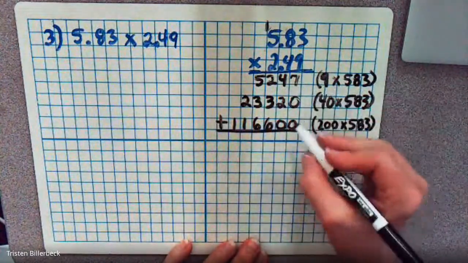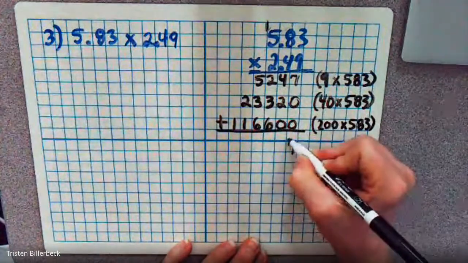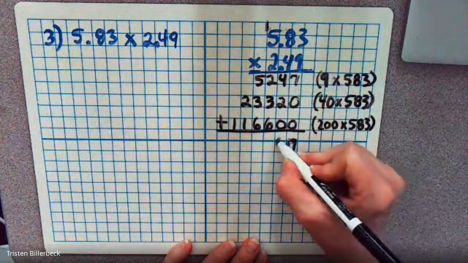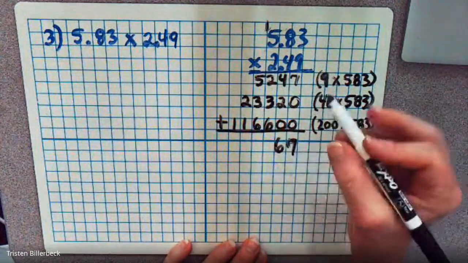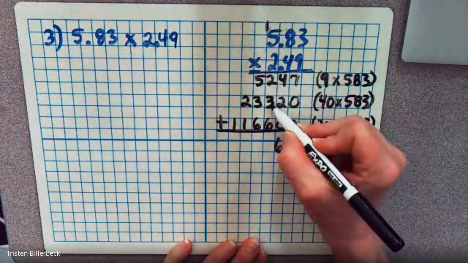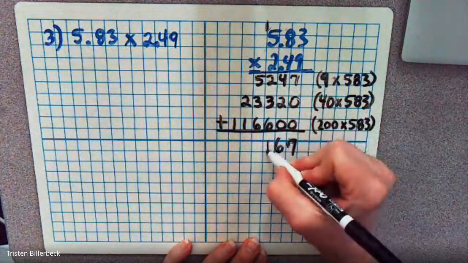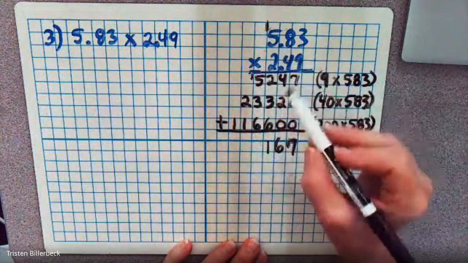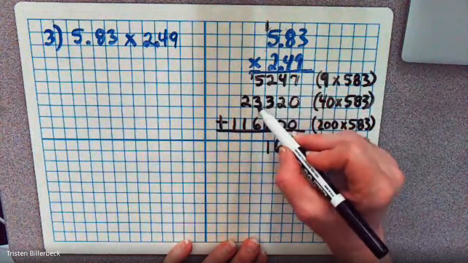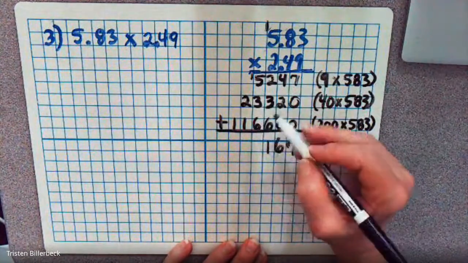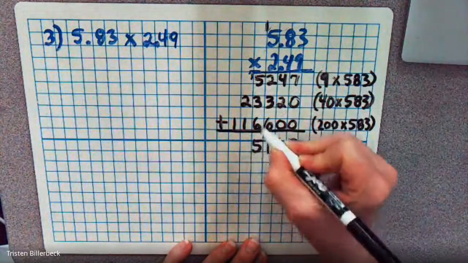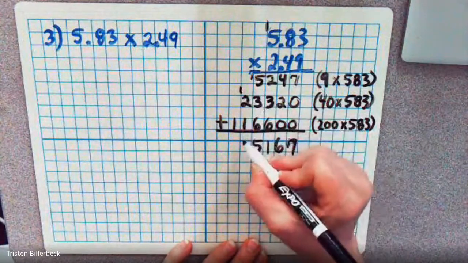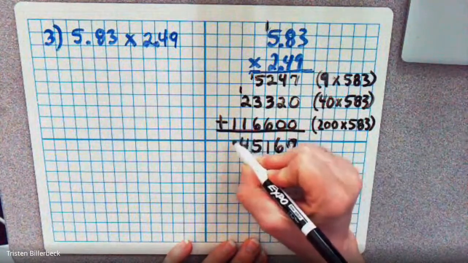So 7 plus a bunch of zeros is just 7. 4 plus 2 is 6. 2 plus 3 is 5. Plus 6 is 11. Carry a 1. 1 plus 5 is 6. Plus 3 is 9. Plus 6 is 15. Carry a 1. 1 plus 2 is 3, plus 1 is 4, and then we have a 1.